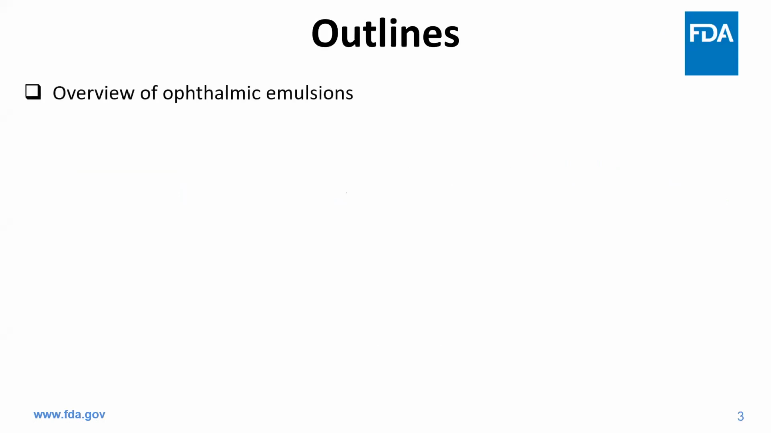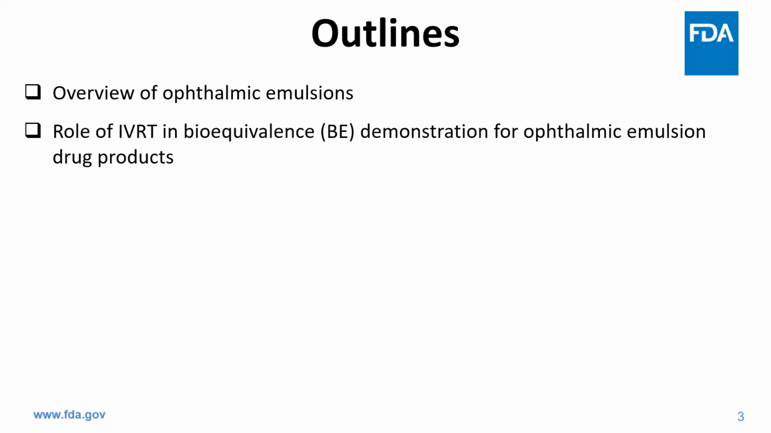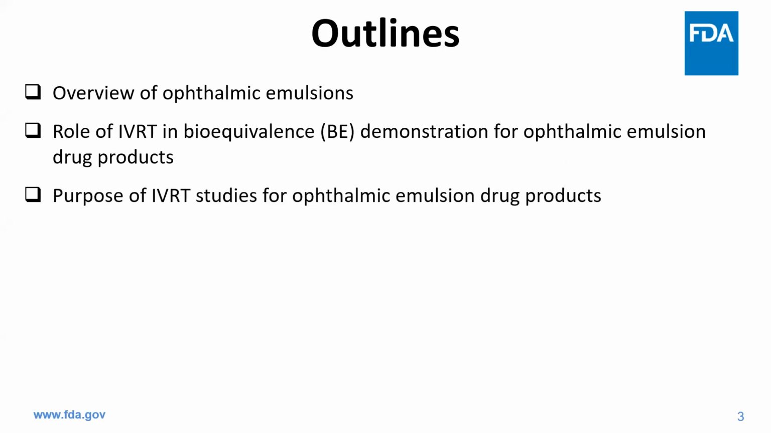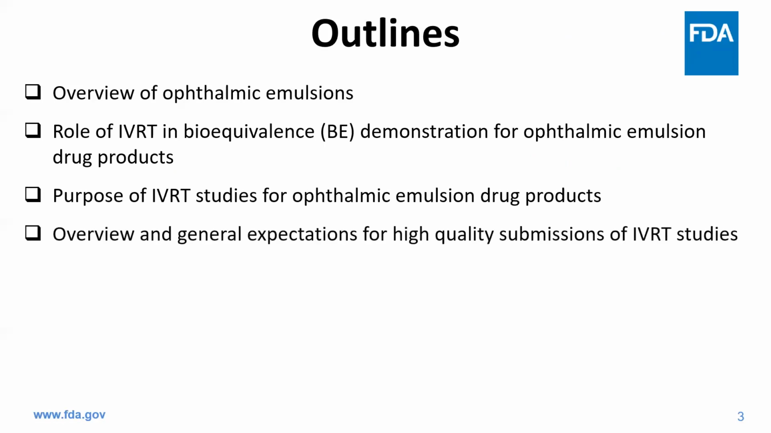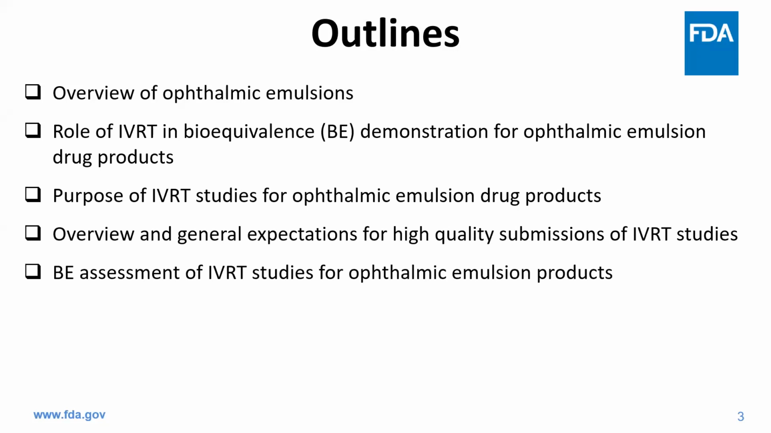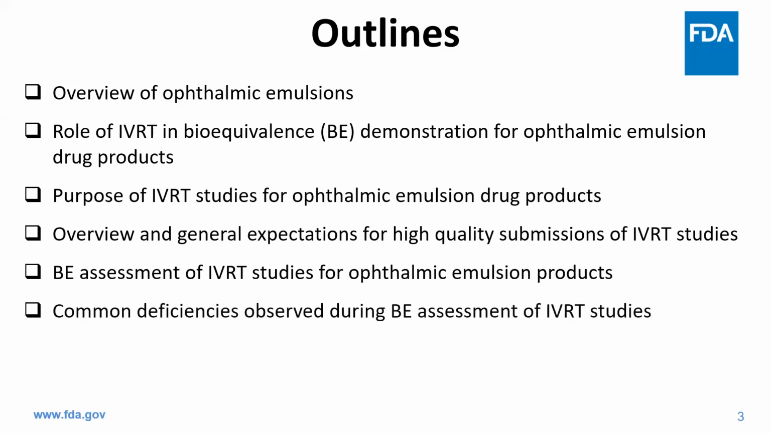So, the outline of my presentation: I'm going to talk briefly about the ophthalmic emulsion product and the role that IVRT plays in the demonstration of bioequivalence for ophthalmic emulsion product. I will then move on and discuss the general expectation for submitting high quality IVRT studies and how a bioequivalence assessment of IVRT studies takes place. Then I will summarize the most common deficiencies that we observe during the bioequivalence assessment of IVRT studies. And finally, I will provide suggestions and take-home messages for today's listener.